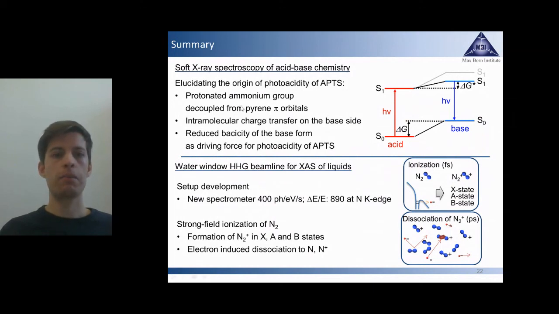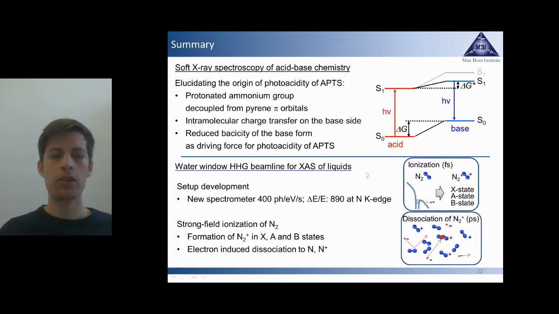And the picture we got is that the protonated nitrogen group is very much decoupled from the pi orbital system, and therefore does not contribute much to the driving force of photoacidity, while there is a clear charge transfer on the base side of the system, which leads to reduced basicity of the base form, which also means increased acidity of the conjugated acid.